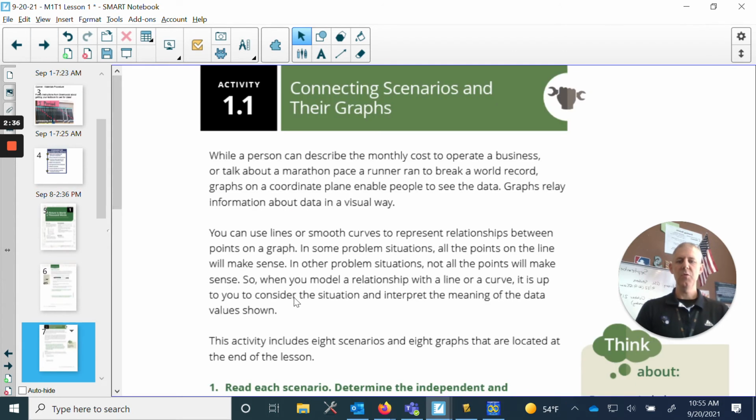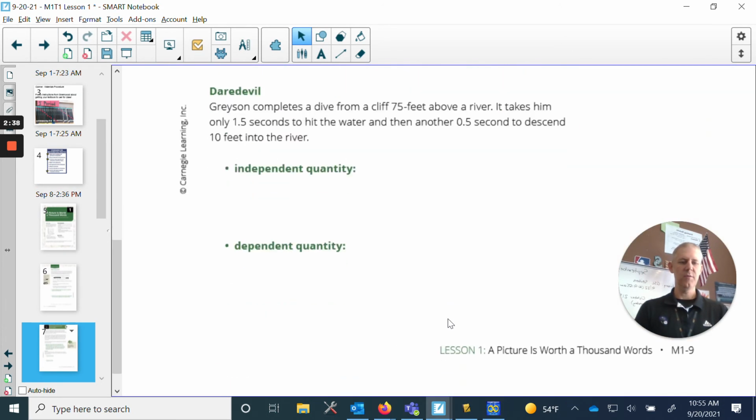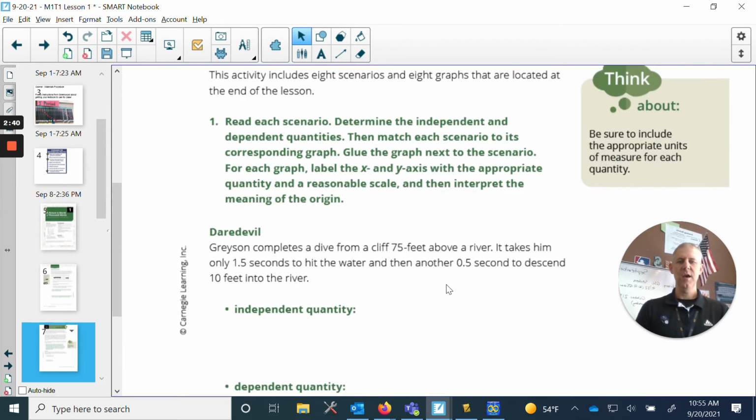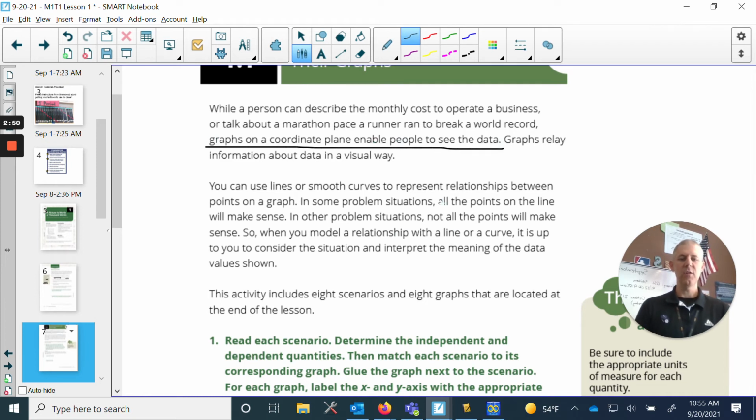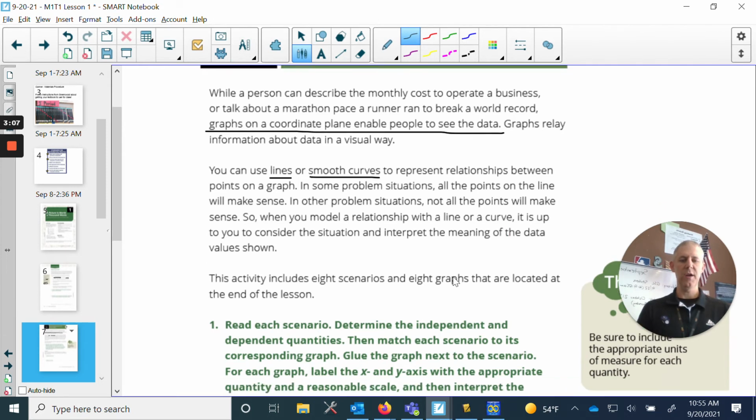The next thing we did was move on to the next page, which I believe is page 9. And we talked about how graphs are a way to enable people to see data visually. We've talked a lot about this in class so far. And now we can talk about how we're going to create our own graphs. Sometimes we can get straight lines, we get smooth curves, they can go up or down. It's all about how that curve or line makes sense for the relationship we're reading about.